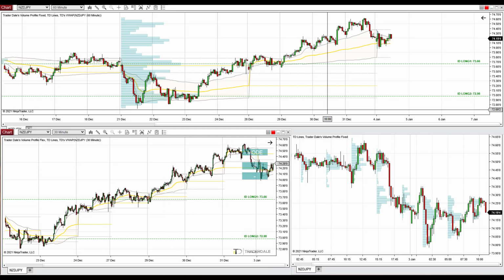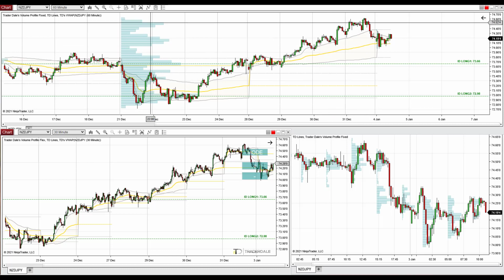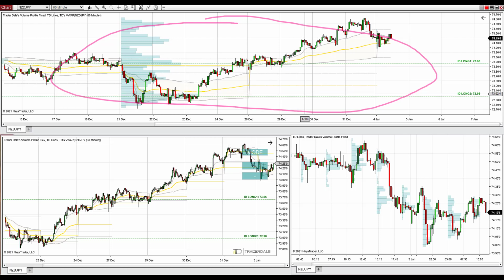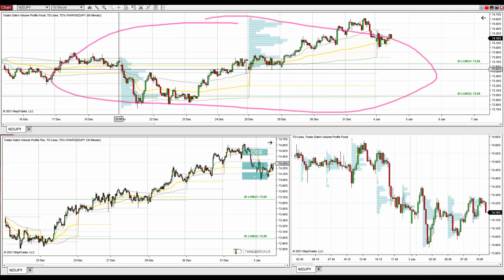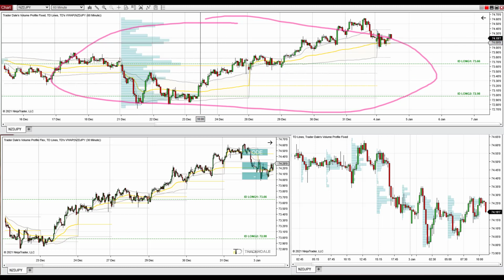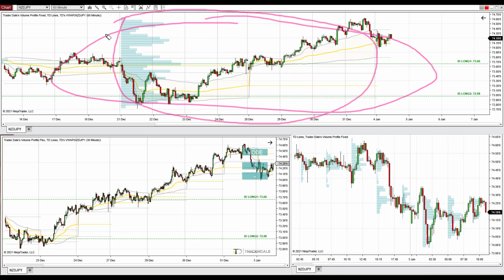Let me show you the logic behind both of them. What I did in the top chart is I merged two weekly volume profiles together. Let me show you how I did it. All right, those are two weekly volume profiles, but I merged them together like this, so I had a better overview of this whole area.